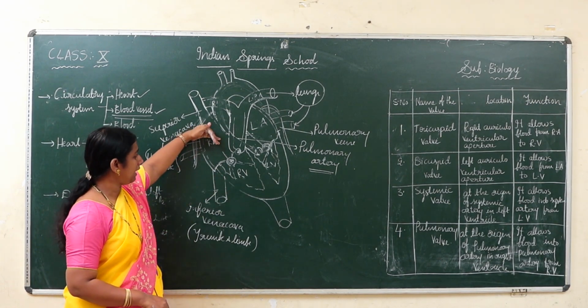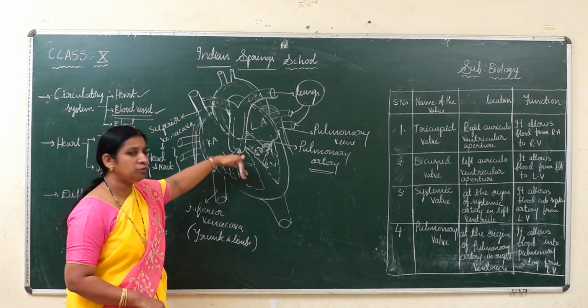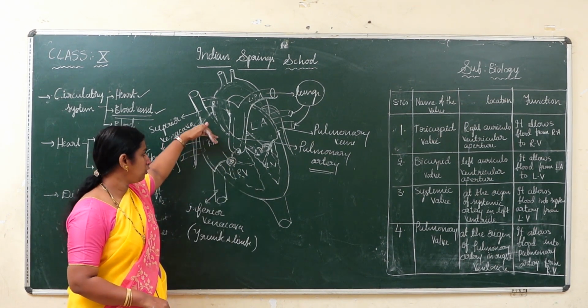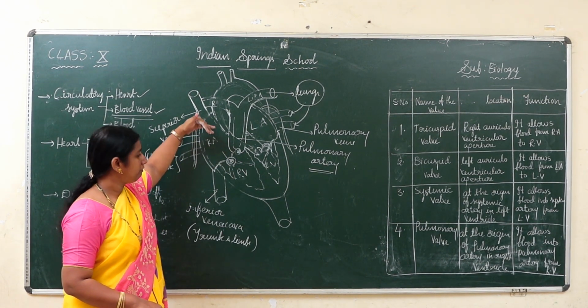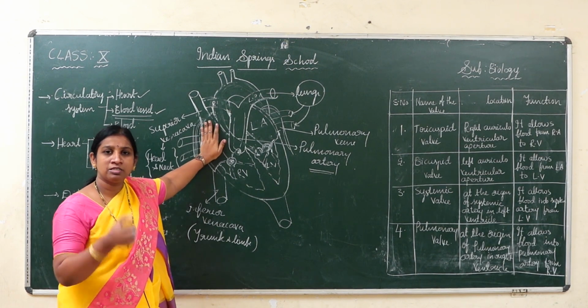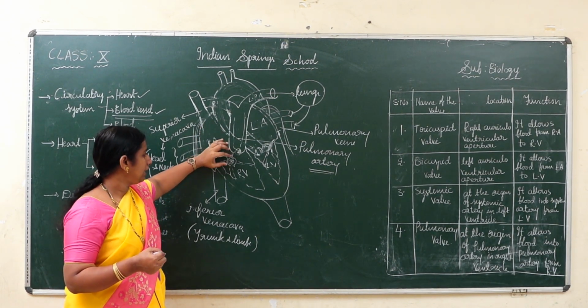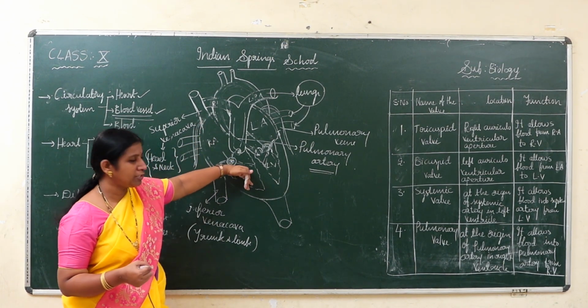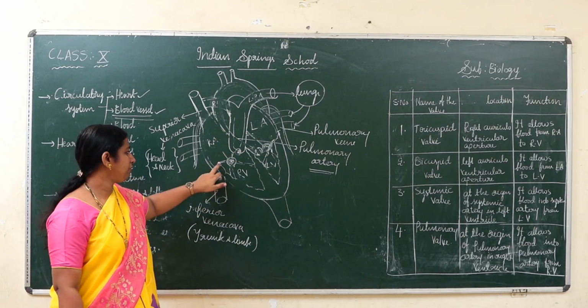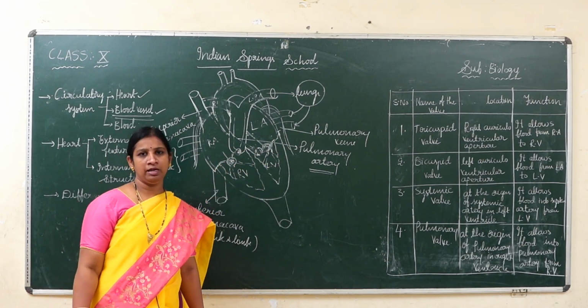It allows blood from the right auricle to the right ventricle. Whenever the right auricle is filled with blood, the valve opens and allows blood into the right ventricle. So that is the functioning of the tricuspid valve.